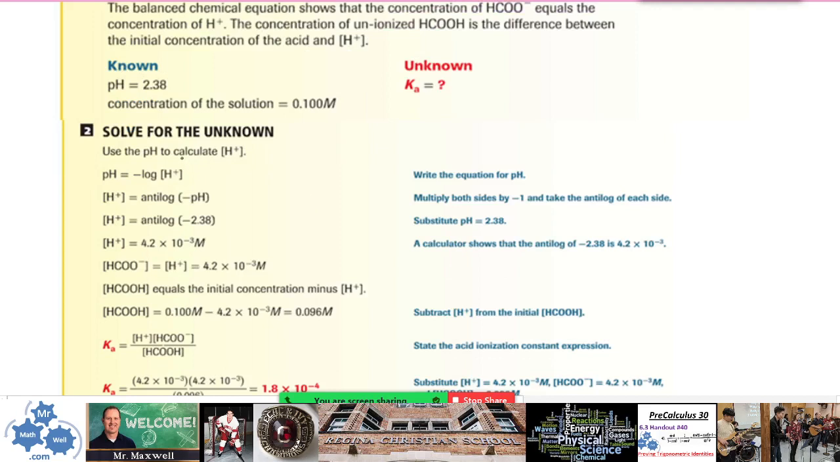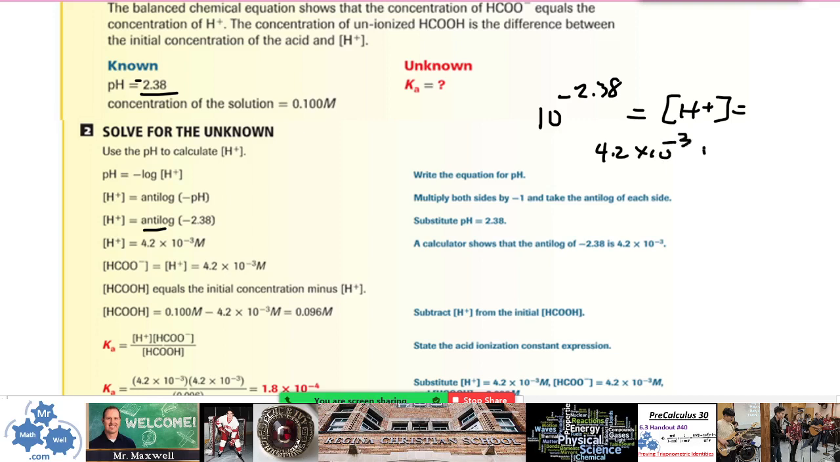So what we want to do first is, you remember what you do if you're given pH and you want to find the H+ concentration? You go 10 to the power of negative 2.38. You take the pH, throw a negative in front of it, and then put it in the exponent position. That's how you get the concentration of your H+ there. So in this case, what's it going to be? It's going to be 4.2 times 10 to the negative 3.